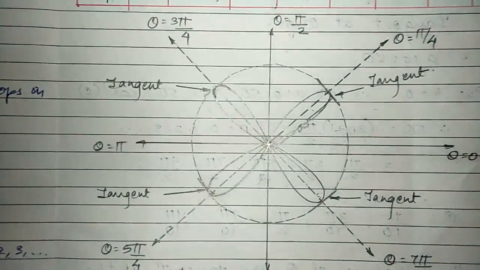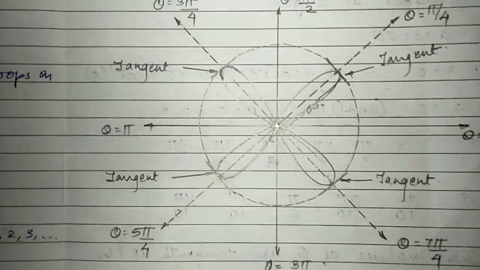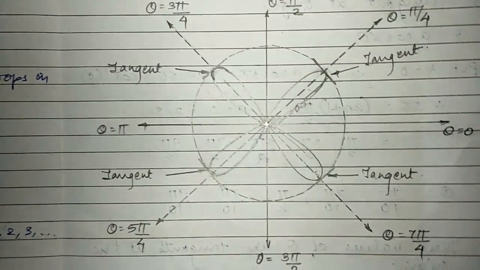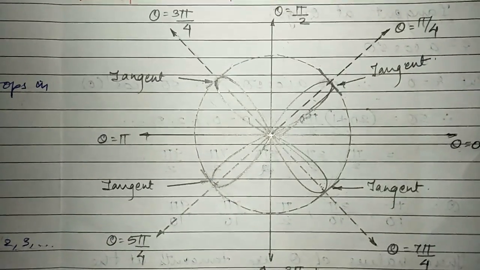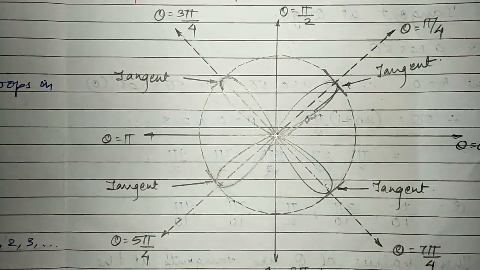So in this way we will trace the curve. We have to find all the parameters necessary for tracing the curve, and with the help of those parameters we have to trace the given curve.